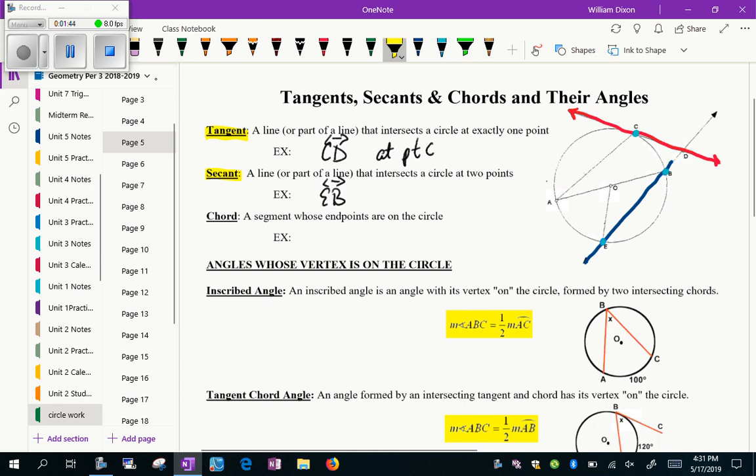The last one is my chord. All right, and we talked about that last time in the last video. Well, it's a segment whose endpoints are on the circle. And I have two examples of lines that are chords. I have line AC, that's a chord, and I also have line AB. And we know line AB is also a diameter. All right, so I have line AC and AB.